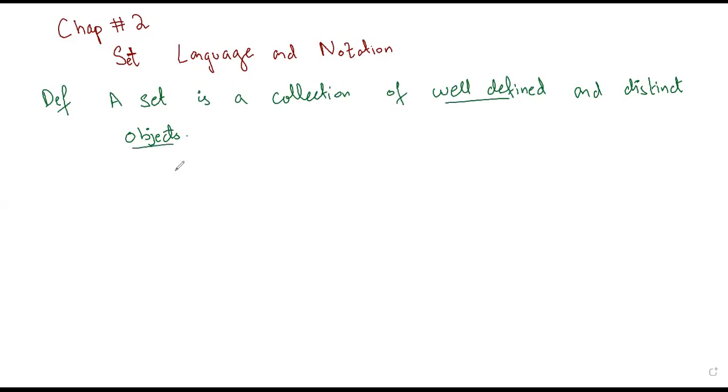For example, we have been discussing the set of even numbers, right? When we talk about the set of even numbers, how do we write it? 0, 2, 4, 6. Okay, so it is well defined. We have defined that this set is going to have even numbers only, and distinct means that no number is repeating here. Every number is different, right? So is this clear?